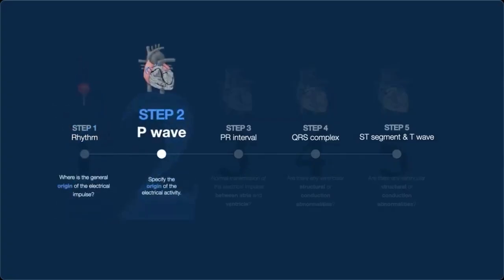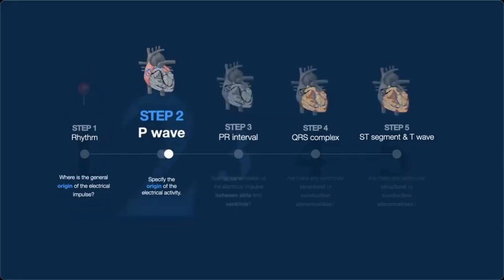Then the next step is to look at the P wave. Remember, the P wave represents atrial depolarization, and so we can spot any abnormalities involving the atria. Also, by looking at the P wave, we're able to further specify the origin of a supraventricular rhythm. I'll get to that in a minute.